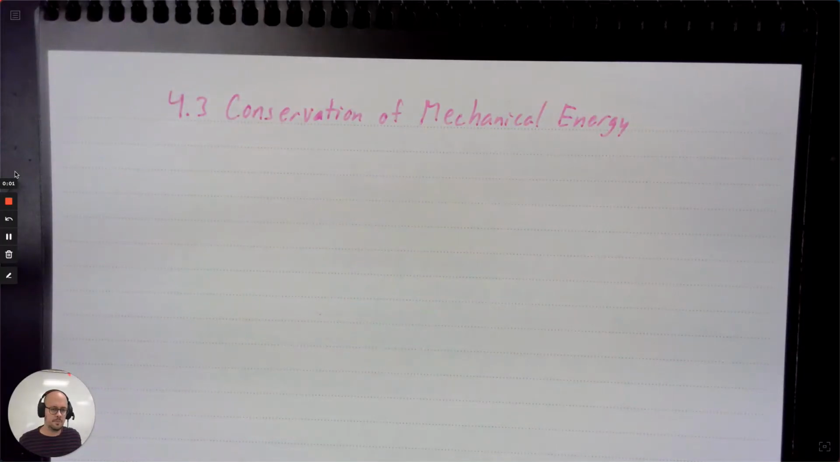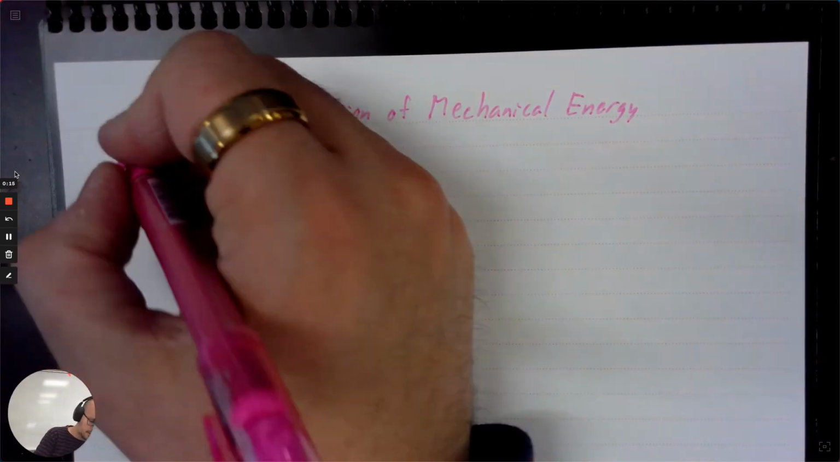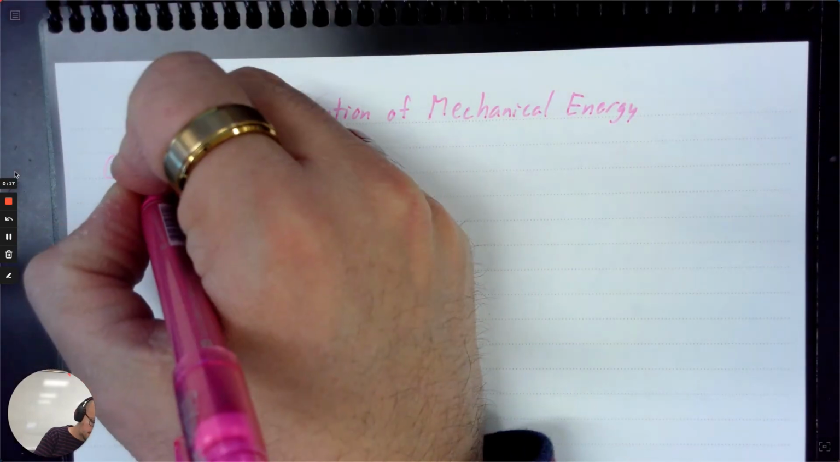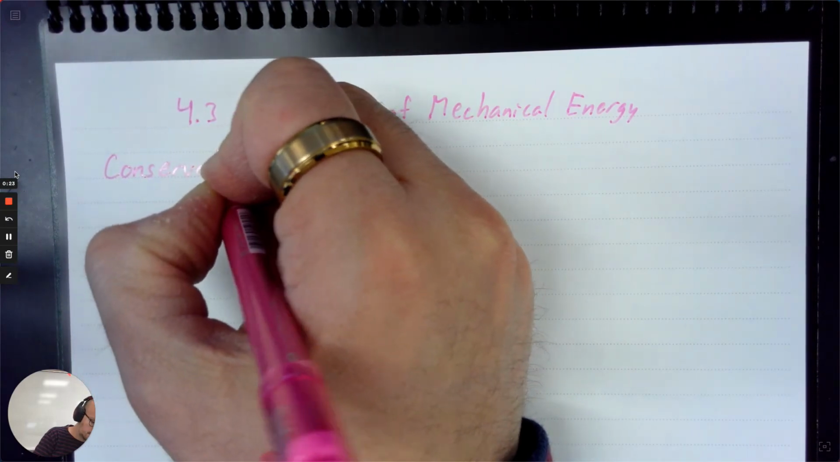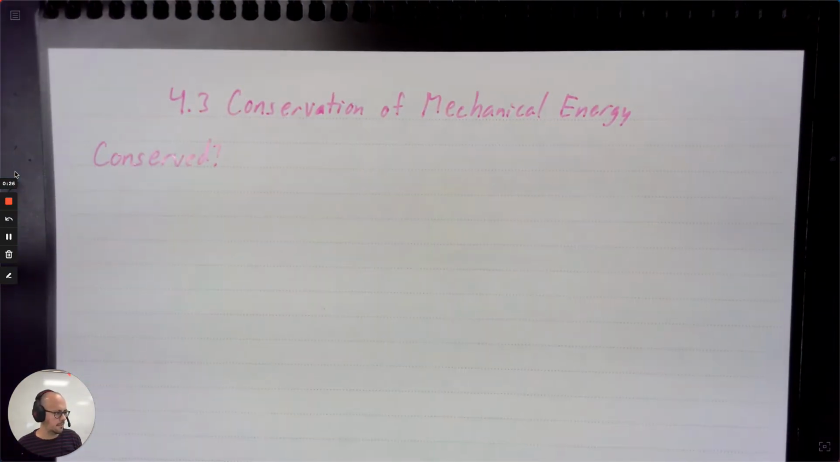Hey folks, this is our big lesson of the unit on conservation of mechanical energy. The idea of conservation is one that is very important to science, and so we interact with a few conservation laws in this course. What I wanted to start with is: what does conservation mean, or what does it mean to say that a quantity is conserved?